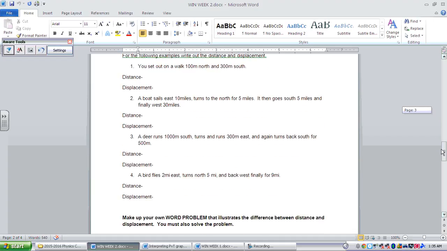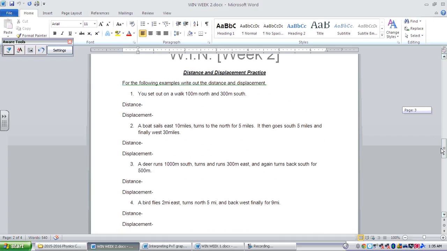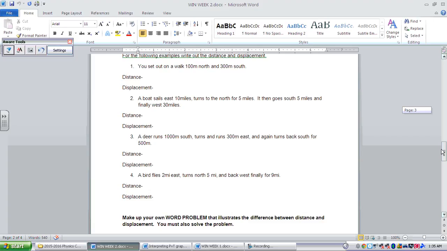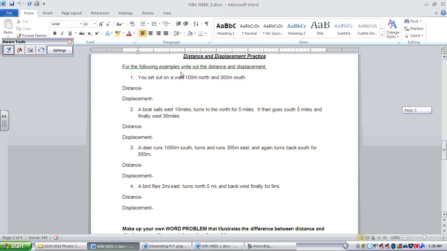So after that multiple choice section, there's a third and final section on distance and displacement. So it says for the following examples, write out the distance and the displacement. Do you remember those are two very different things? Distance is the total amount of distance that you cover, whereas displacement is from start to finish. So wherever you start, you draw a straight line to where you finish, and that would be your total displacement.